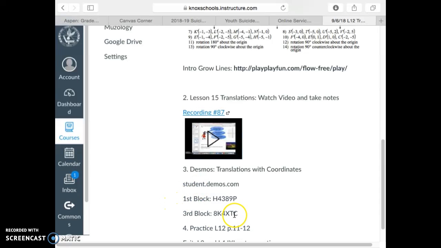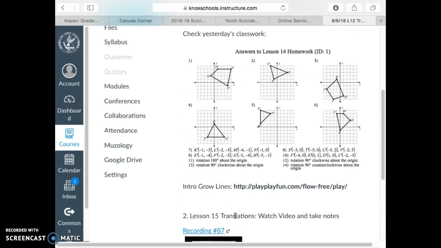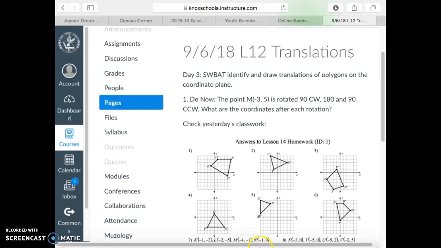You'll complete the activity there, and then you'll be responsible for practice L12, pages 11 and 12. If you would like some extra practice to start studying for the exam, you want to go to IXL and you can do lesson 2, L2, and L4. All right, so that's an overview of what we're doing today. Let's go ahead and get started.